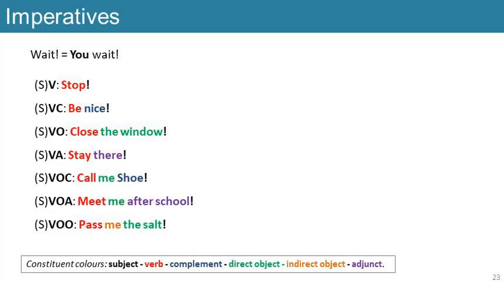Imperative sentences exactly follow one of the 7 clause patterns that we've seen above without the subject.